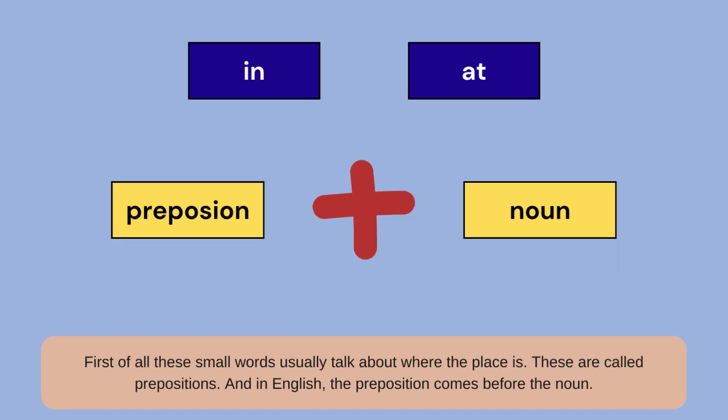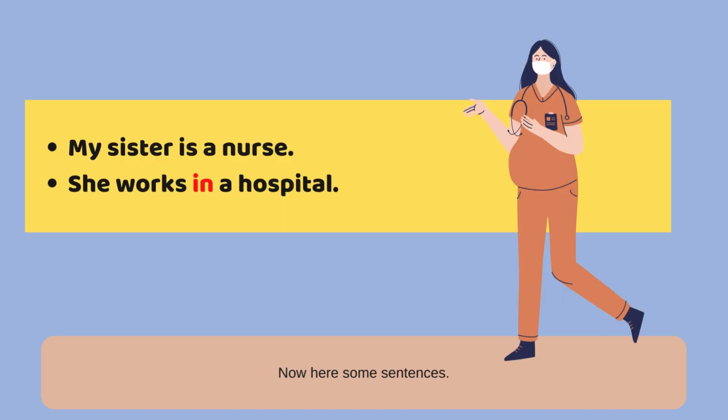First of all, these small words usually talk about where the place is. These are called prepositions. And in English, the preposition comes before the noun. Now here are some sentences. My sister is a nurse. She works in a hospital.